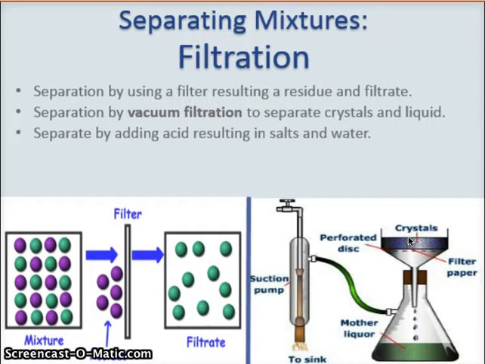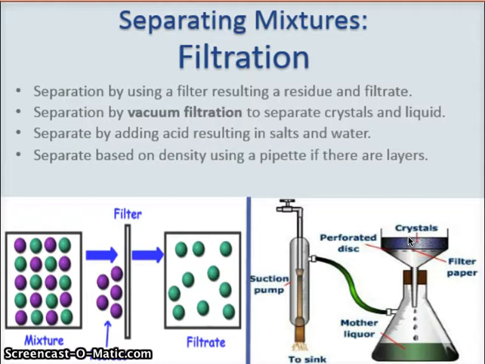Separating by acid. There's also another way to filter stuff, and one way to do it is by adding acid. If you add acid to, let's say, some other substance, it could result in salts and water. And if you have salts, then you could separate the salts by filtration, by a filter, and water will be the filtrate. Another thing you could do is filter based on density using a pipette.